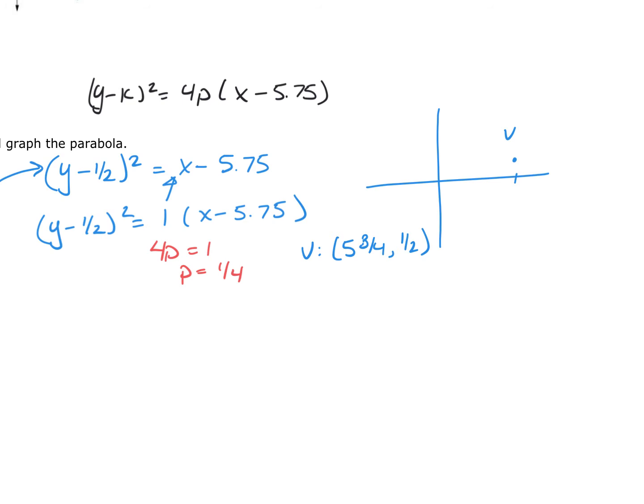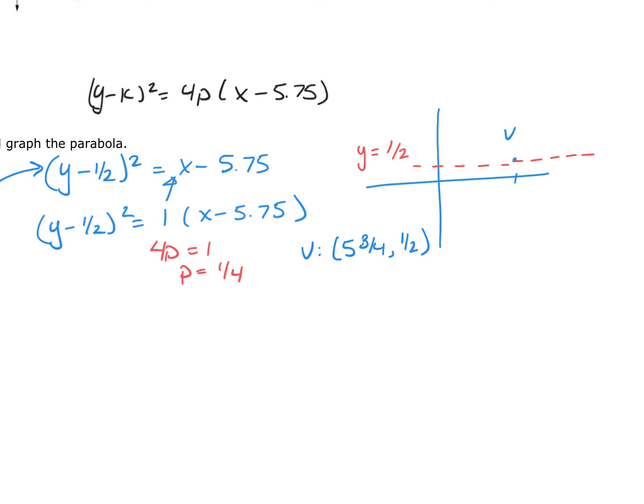Oh, and you know what? I haven't talked about the axis of symmetry. I guess now is the time to talk about the axis of symmetry. The axis of symmetry is going to be this line. Has to go through the vertex, has to go through the focus. So your axis of symmetry is going to be y is equal to 1/2, because that's the y part of the vertex.